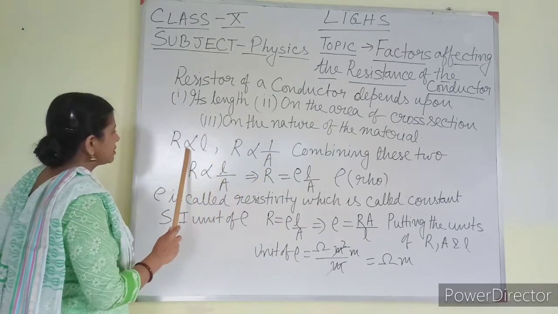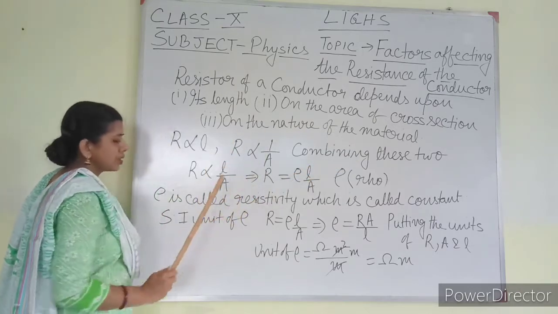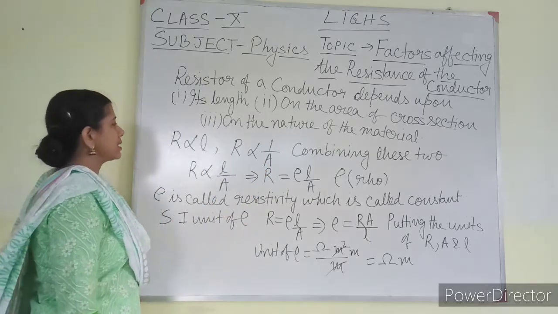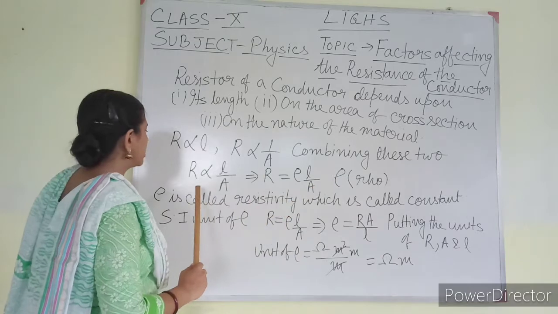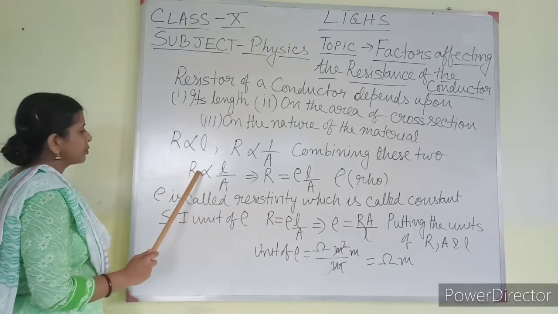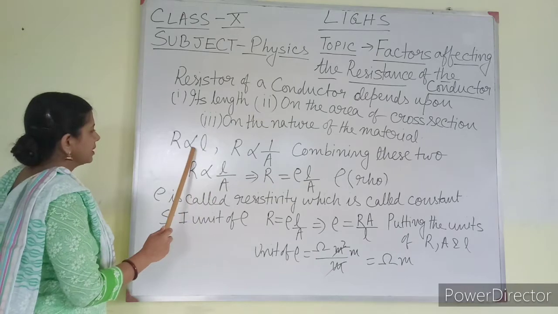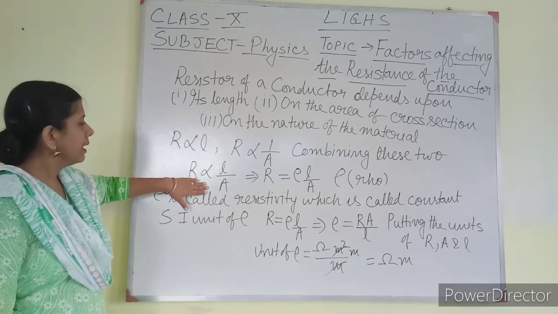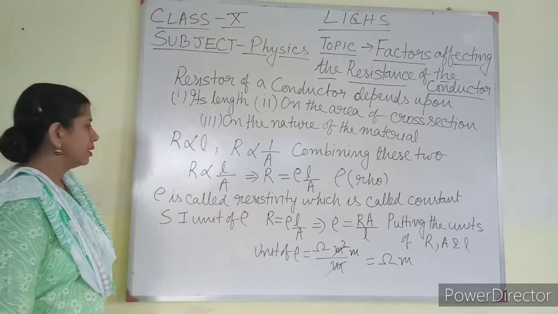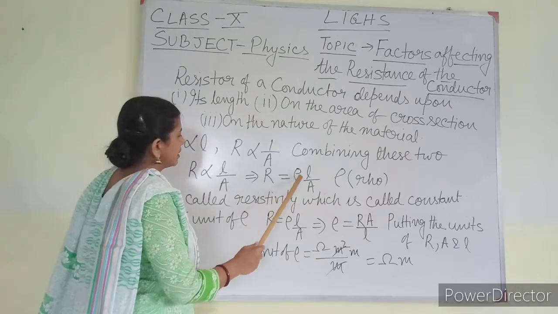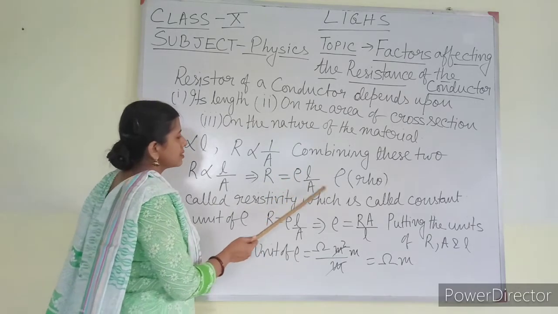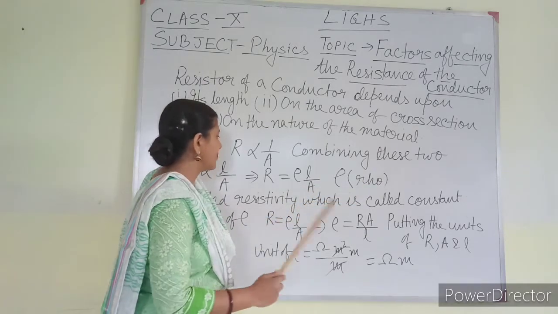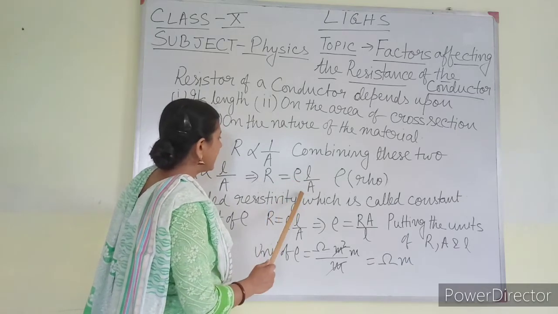By combining these two equations, this is equation number 1, this is equation number 2, just as you do in maths. Combining these two equations, what am I going to get? R is proportional to L by A. Now you know that to remove the proportionality sign, I have to multiply by a constant term. That constant term is represented by this letter, known as rho. The pronunciation of this letter is rho, R-H-O. So R equals rho L by A.